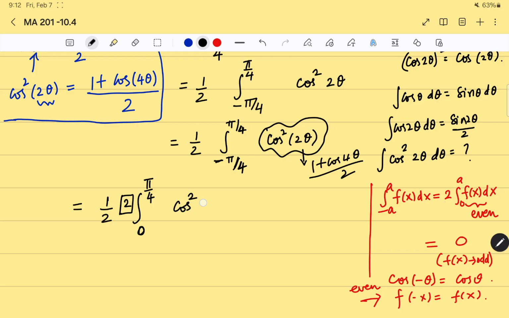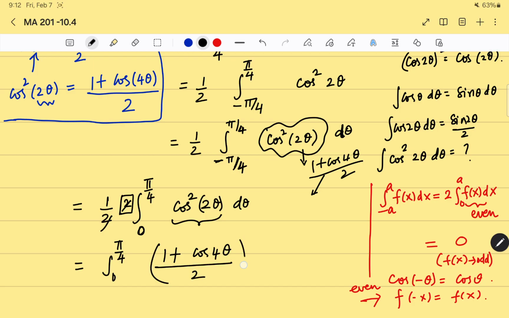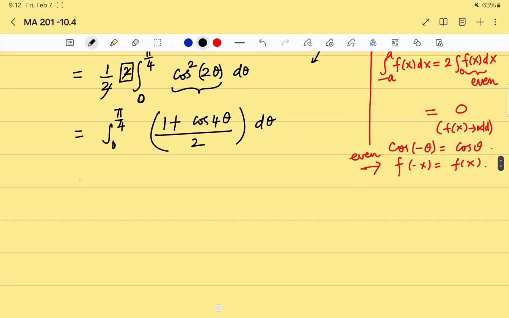And this cosine square 2 theta into d theta. So this equals, let me integrate now by putting the trigonometric values. So 2 gets cancelled. So you will get integral 0 to pi by 4 cosine square 2 theta, which, as I just said, is 1 plus cosine 4 theta divided by 2 into d theta. Clear everybody? Right, so this is equal to, slowly integrate.